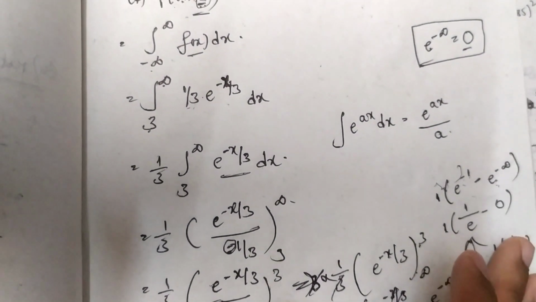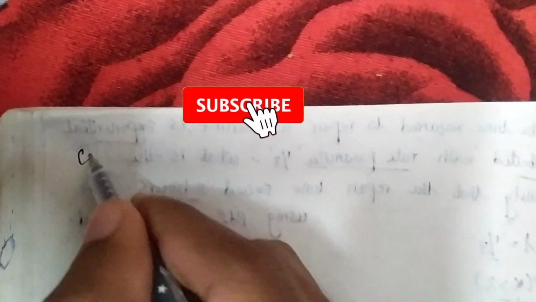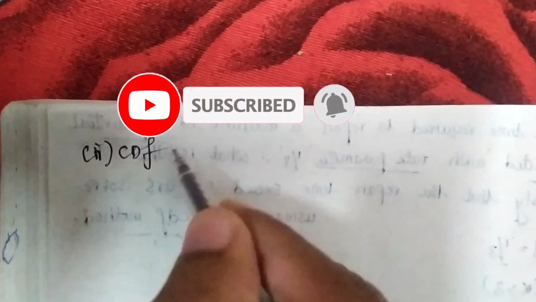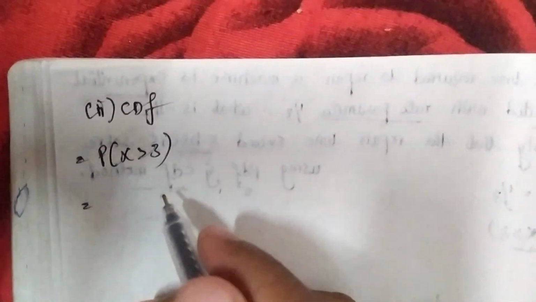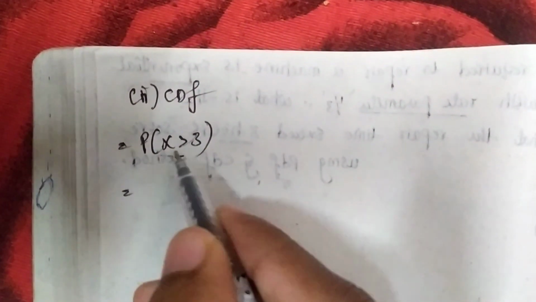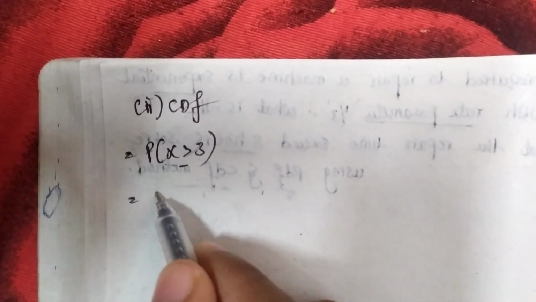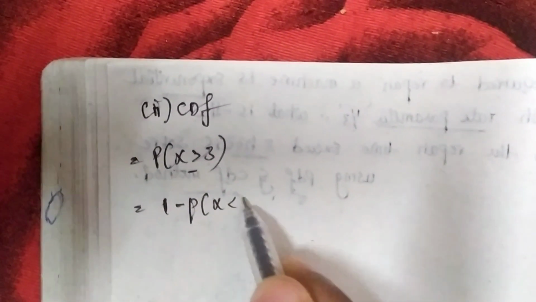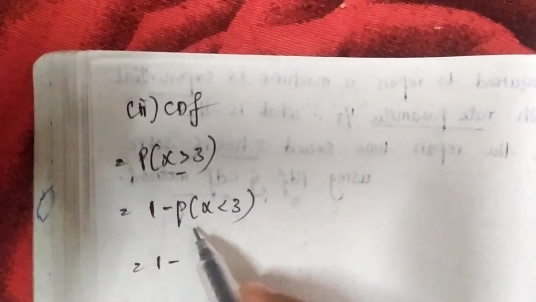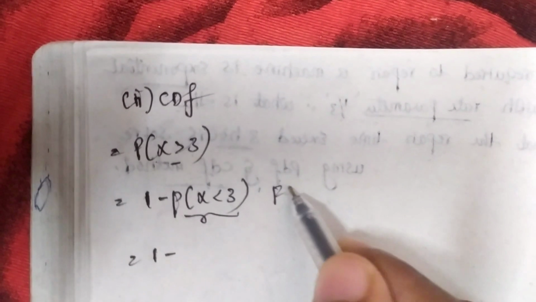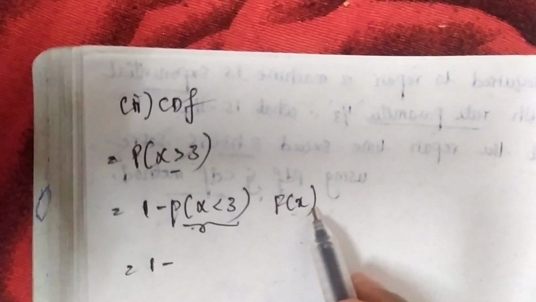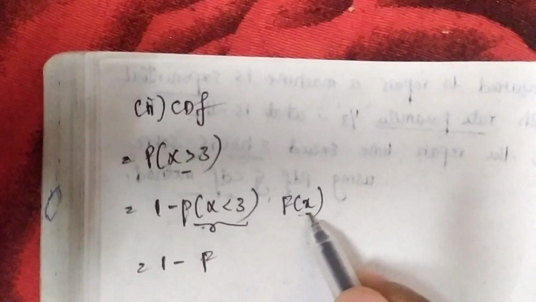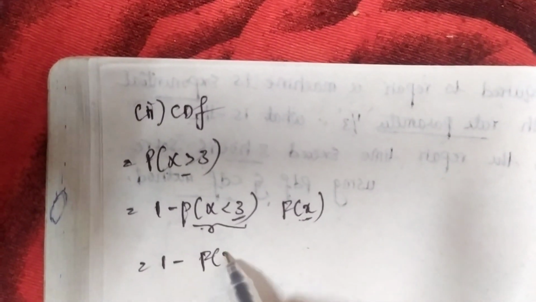Now we use the second method, that is CDF, for P of x greater than 3. We learned in the key point that if we have a greater than type, we have to change it into a less than type. Here P of x greater than 3 is a greater than type, so we change it to less than type, using 1 minus P of x less than 3. Here 1 minus, this formula we know is f of x. In place of this we use f of x, that is f of 3, writing 3 in place of x.